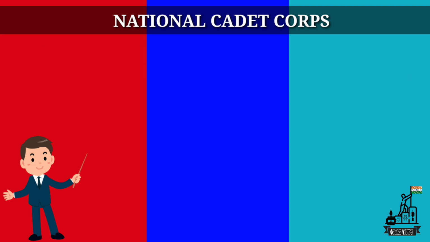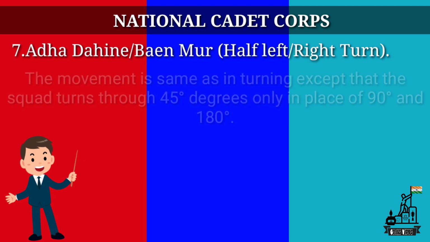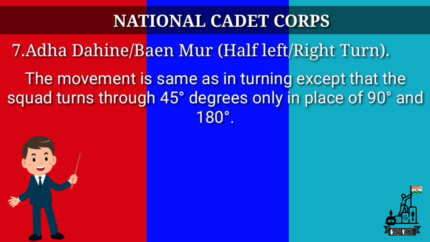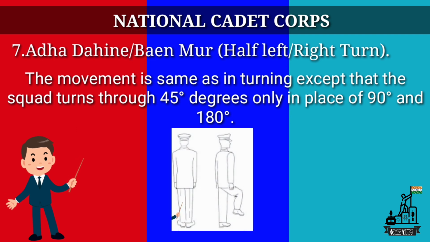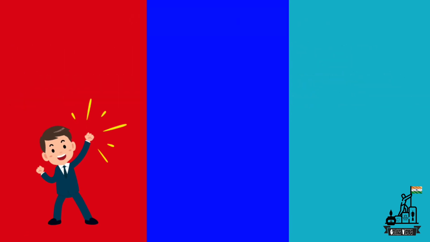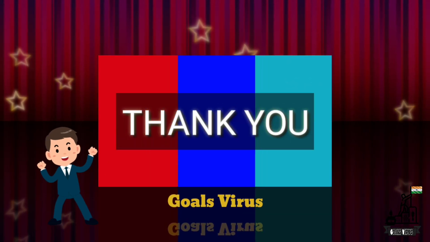And the last one, we have Adha Daine Baya Mode, that is half left and half right mode. In this, the movement is the same as in turnings, except that the squad turns through 45 degrees only in place of 90 and 180. Thank you for watching this video.